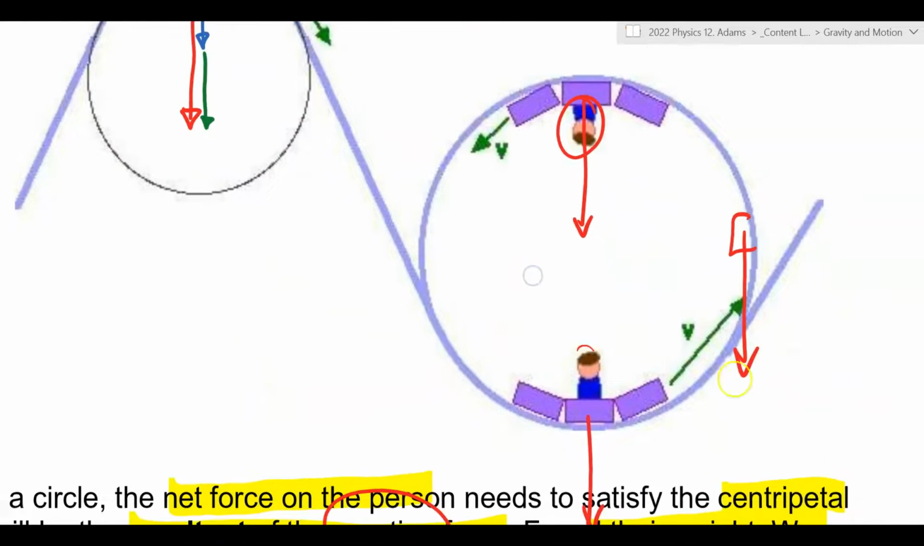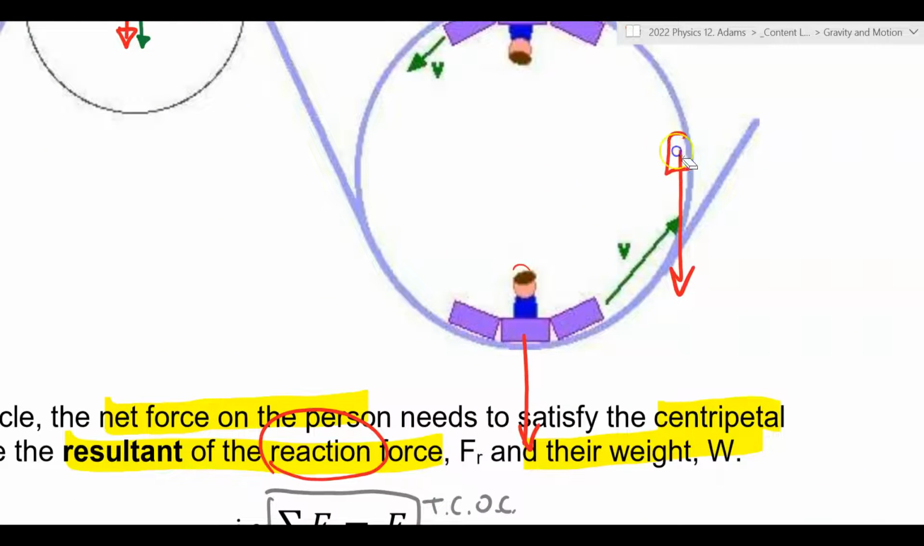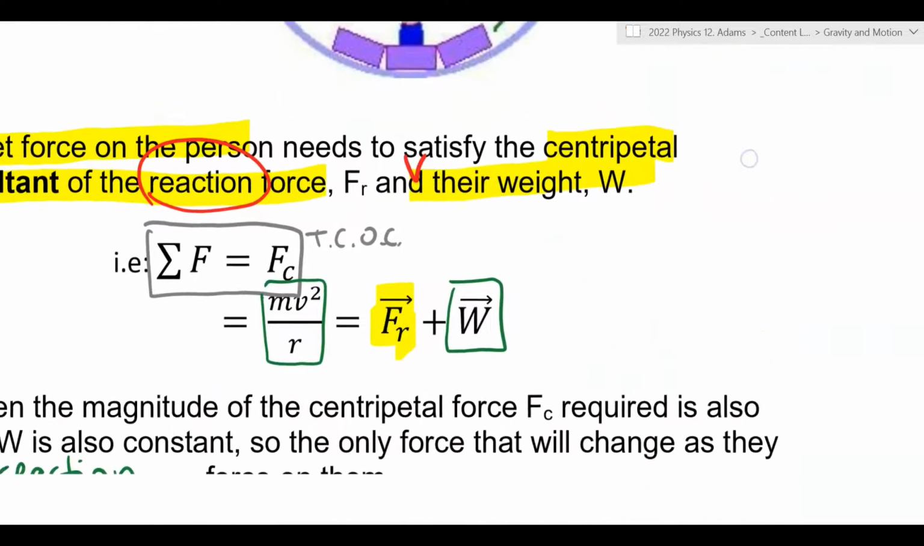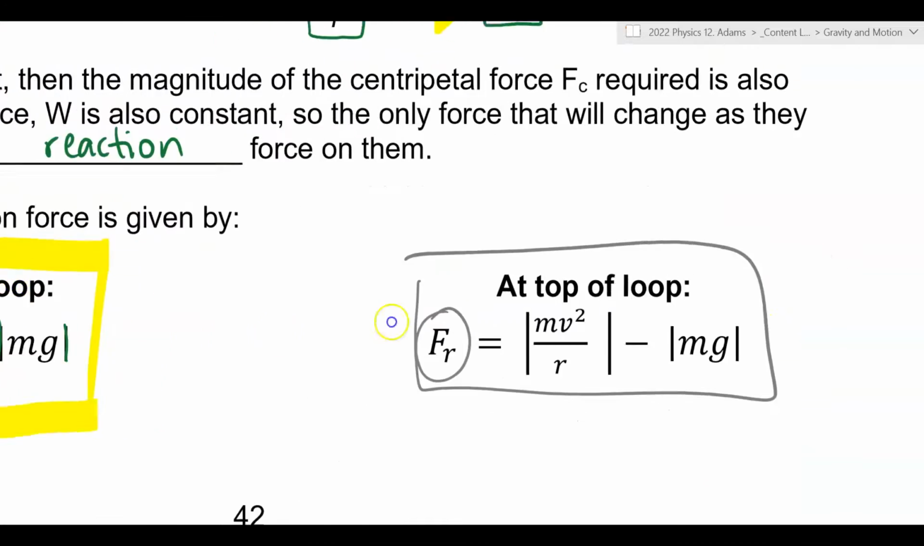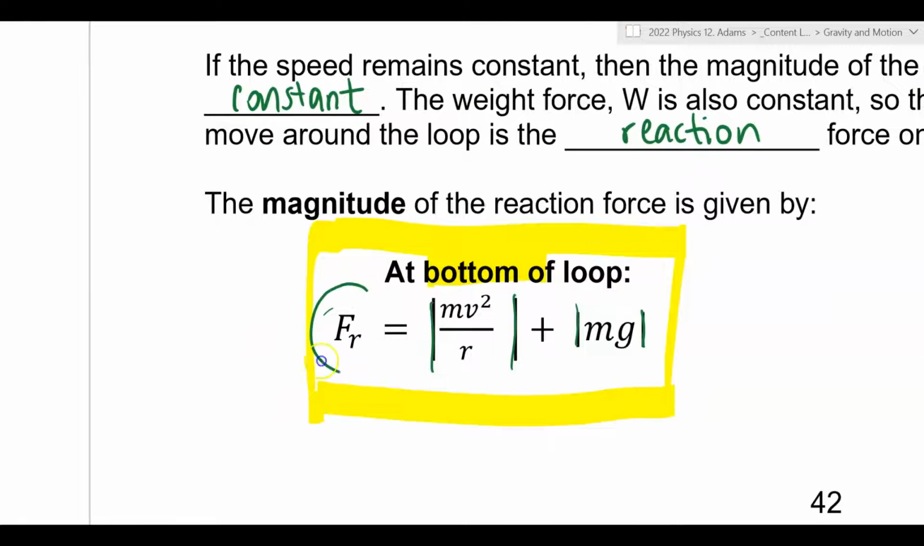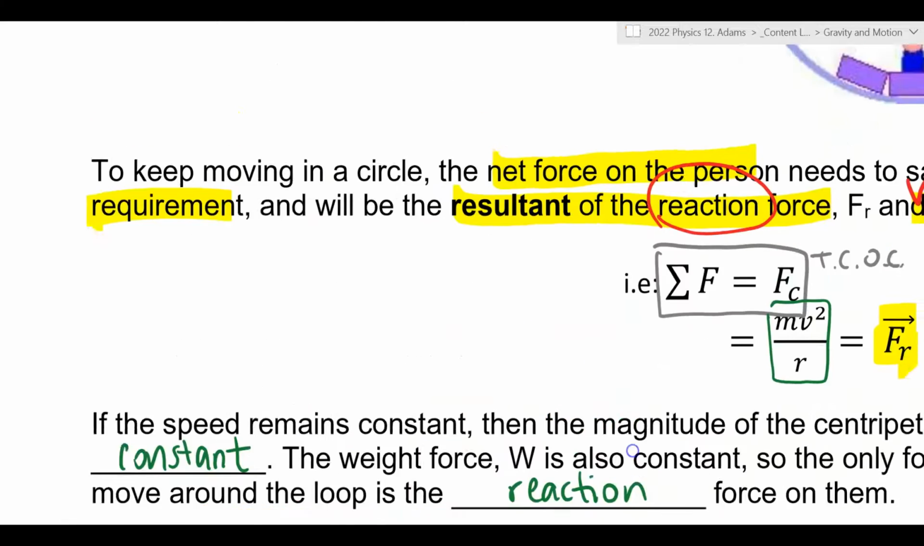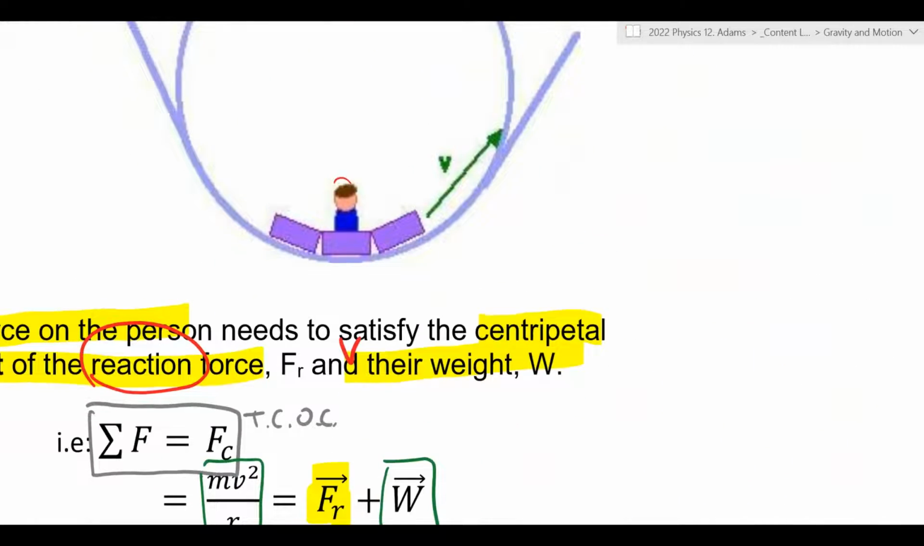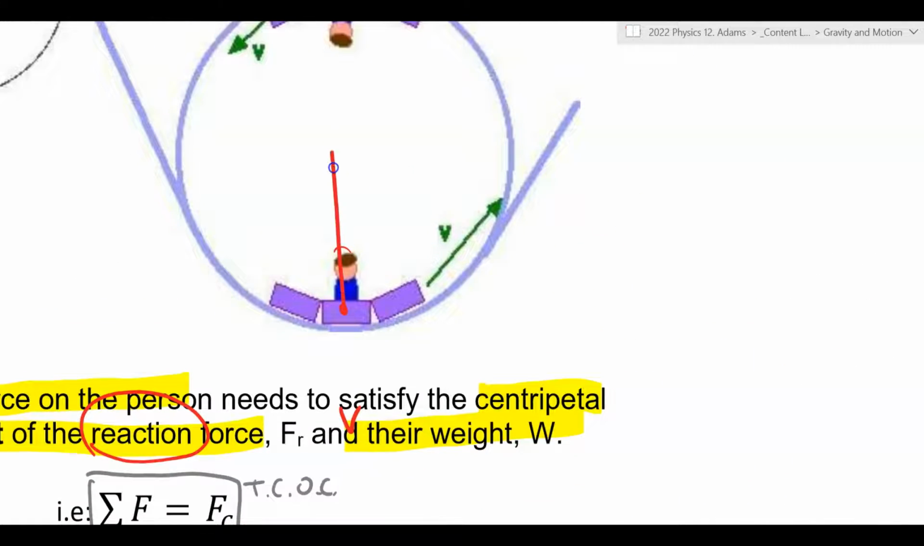Okay? Let's look at down the bottom now. Down the bottom of our roller coaster, we've got this scenario. Your reaction force is going to be your centripetal force plus your weight. I'll show you why. Here's our centripetal force, always towards the center of the circle. That's our net force. Here's our weight force acting downwards. I'll put that in green. W for weight.